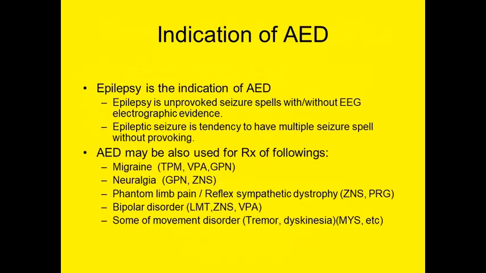Now, the indication of AED is obviously seizure. Epilepsy is an indication of AED. Epilepsy is defined as unprovoked seizure spells with or without EEG electrographic evidence. Epileptic seizure is a tendency to have multiple seizure spells without provocation. AED is also used for non-epileptic indications like migraine, neuralgia, phantom limb pain, RSD, bipolar disorder and tremor. I do not discuss non-epileptic indications of AED in this lecture.